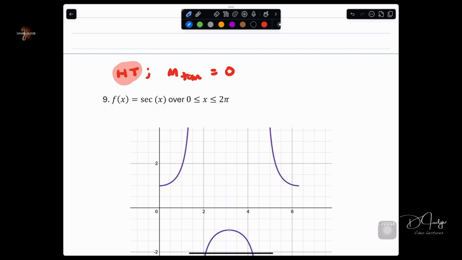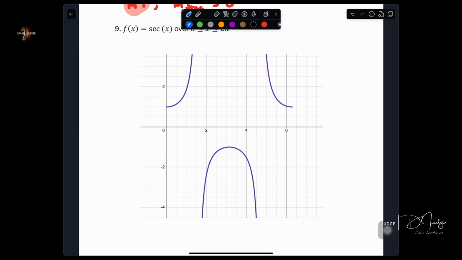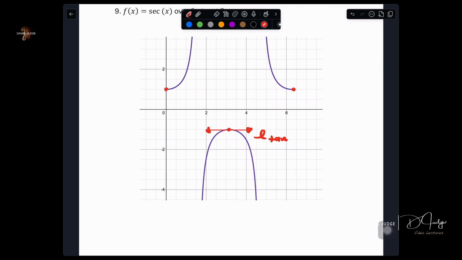Okay. And I can actually see right here, there's only one horizontal tangent, just so you guys know. We're going to show this, that there's only one. Well, actually, there might be more. Here and here. Let's double check here.